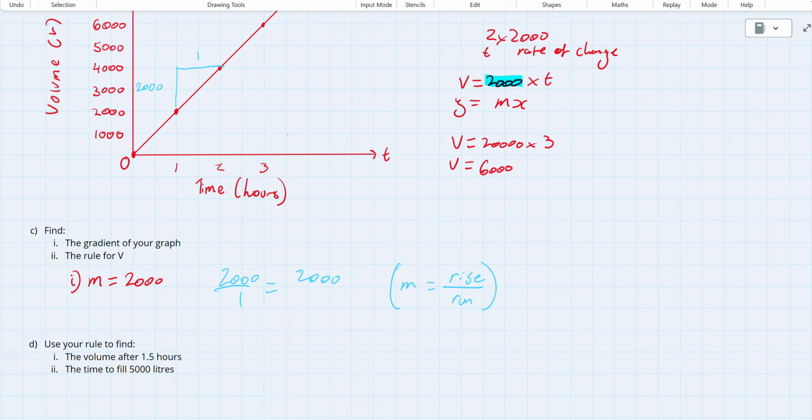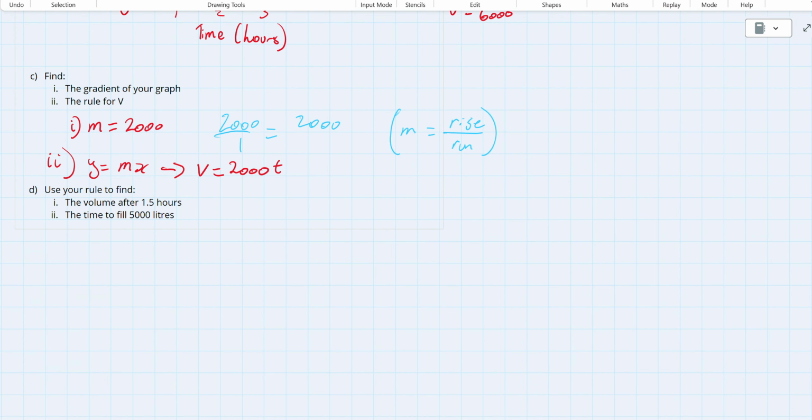Question 2, the rule for V. The rule for V we did here. Y equals mx, and then we substitute in our new values. So instead of y, we're looking at the volume. Instead of m, we're looking at 2,000. Instead of x, we have time in hours. V equals 2,000t. That's our rule for V.